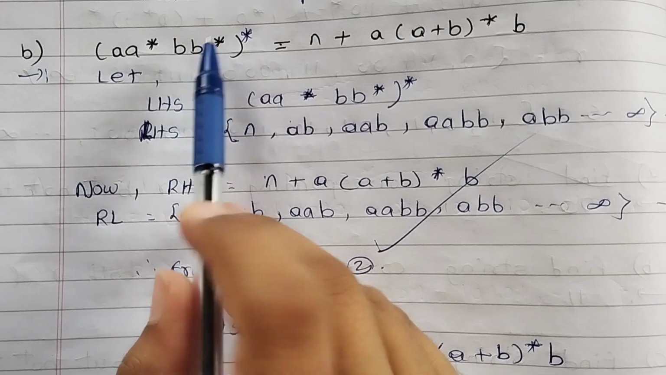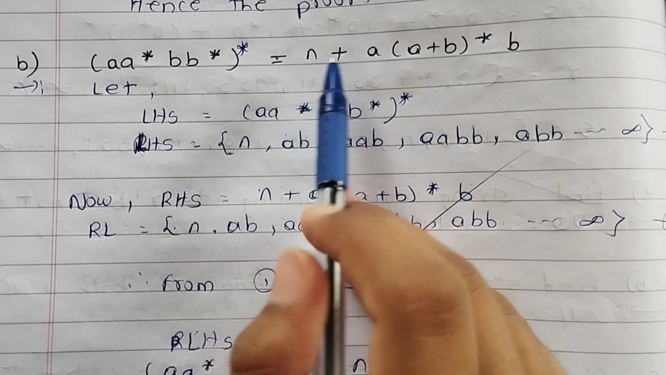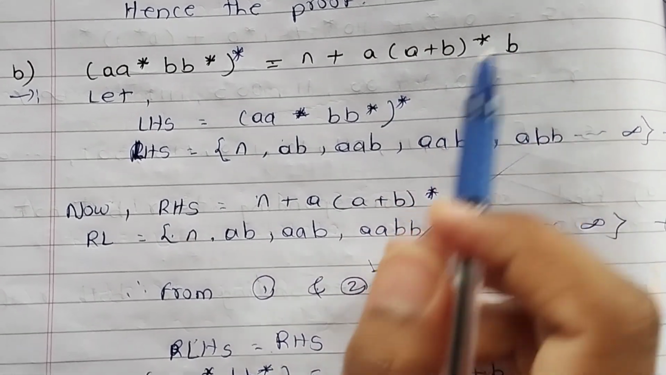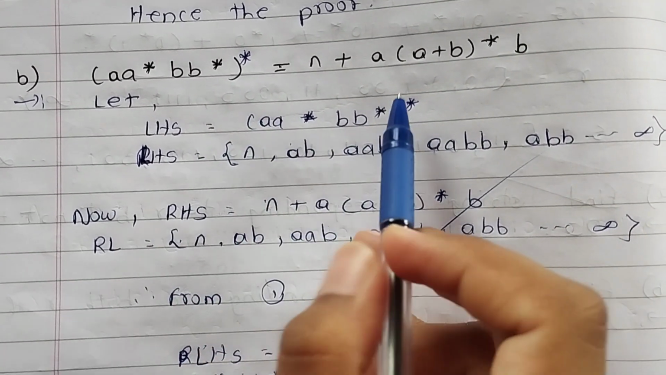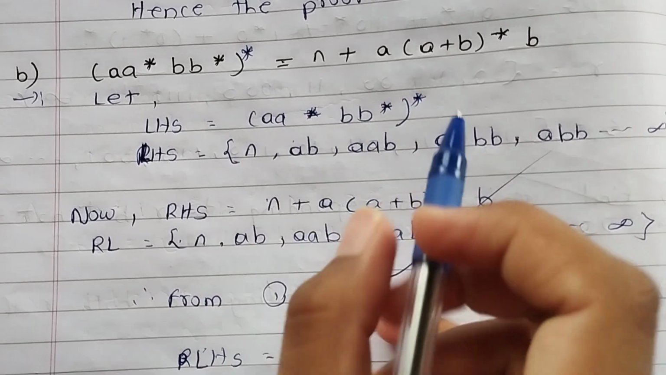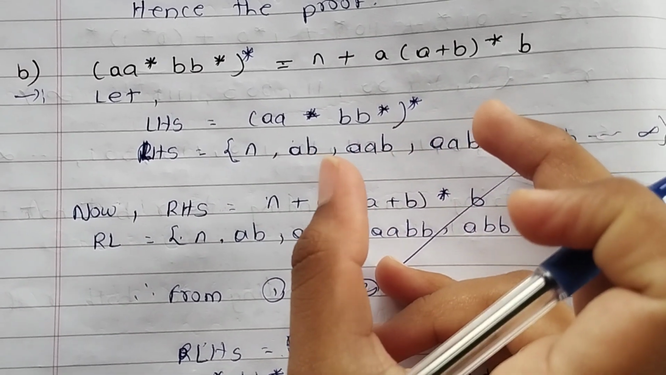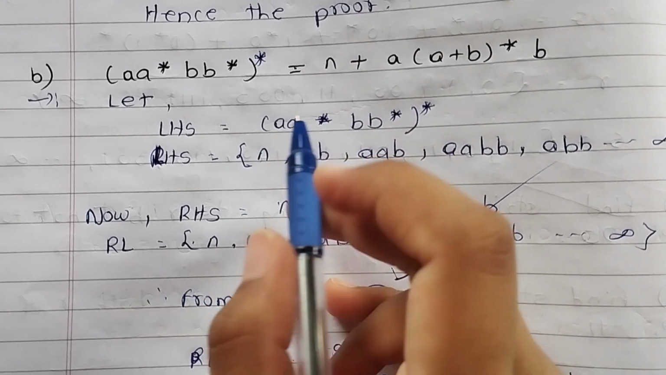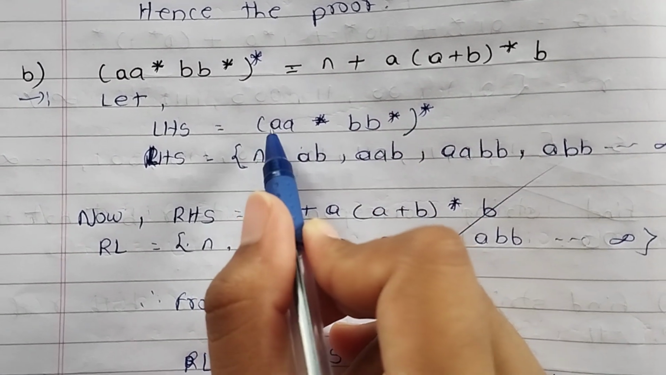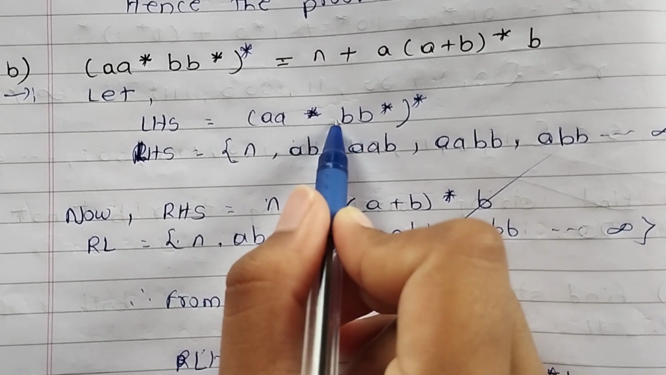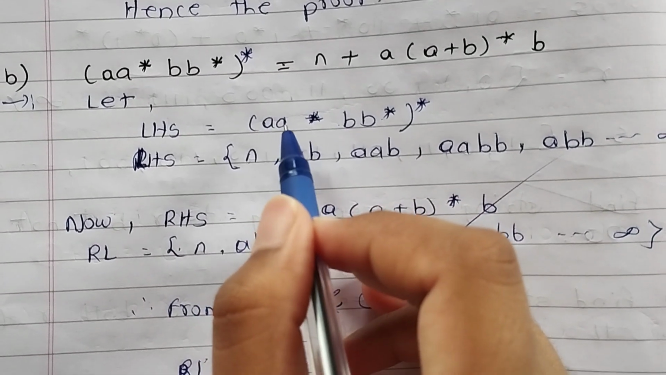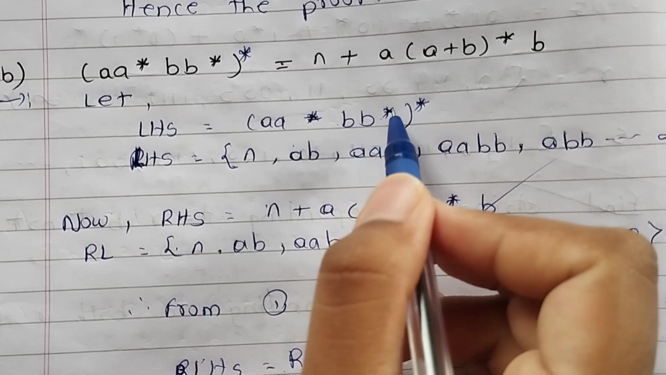A star B star whole bracket star is equal to null or A(A plus B) star or B. So for the LHS, let's suppose we consider this as null because of the whole bracket star. So first, as I said, we consider this star as null. So we put null. Then if we put star as 1, then only A B is present. A and B are compulsory and this A star and B star we can take as null as well. So let's suppose at the start my A star is null and this B star is null.